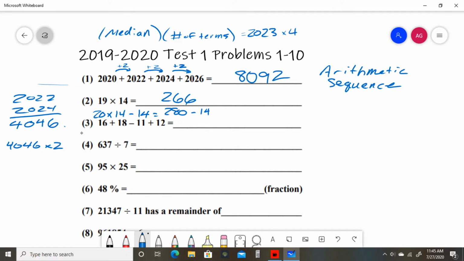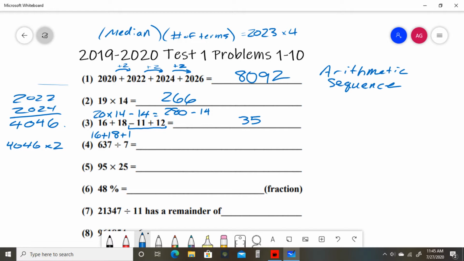So for our next question, number 3, we have 16 plus 18 minus 11 plus 12. Now you can probably just do this working left to right, but I'm going to try to show you a faster way. What you can do is pair this minus 11 and this plus 12, and that's going to give you a net plus 1. So whatever you get if you subtract 11 and then add 12 is going to be the effect of adding the 1. 16 plus 18 is 34, plus our 1 is 35. Basically, it just allows you to work with simpler numbers.